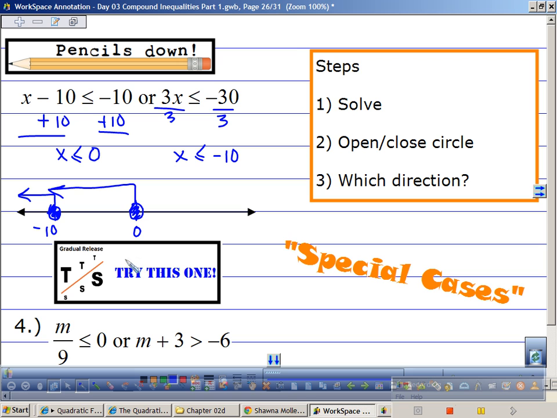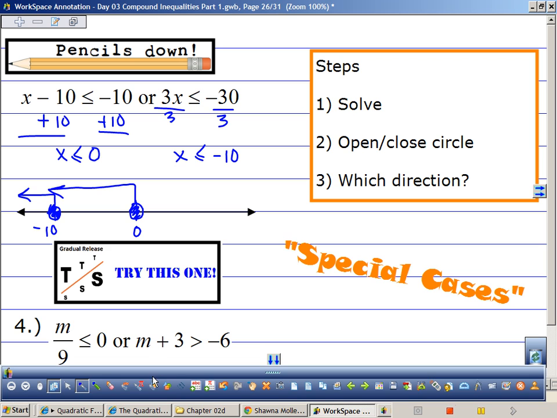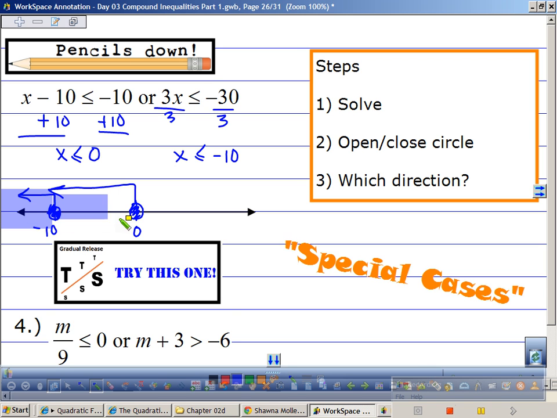Is that possible? Okay, there's a question. If it was and, it would be everything from here on, because that would be both of them, right? See that? But since it's or, it's all of the states.